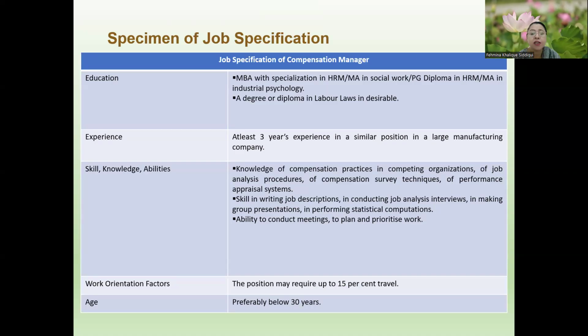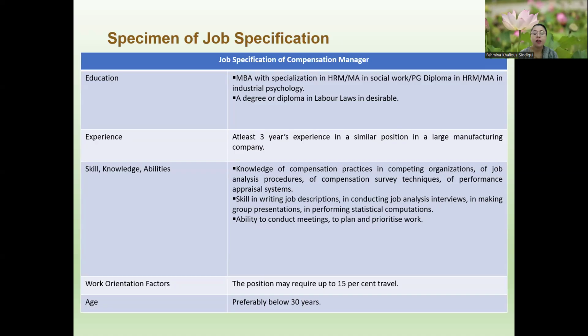So this is a job specification of a compensation manager in an organization. The education requirement would be an MBA or PGDM with specialization in human resource management, or a master's in social work, or a PG diploma in human resource management or industrial psychology. Experience is a minimum of 3 years in a similar position in a large manufacturing firm. What are the KSAs required? Knowledge of compensation practices, skills in writing job descriptions, conducting job analysis interviews, and making group presentations, and the ability to conduct meetings and prioritize work.